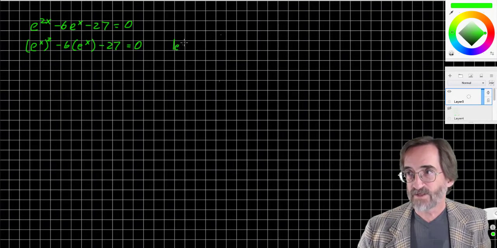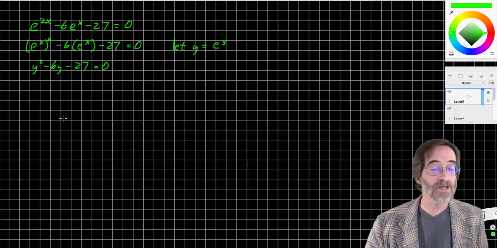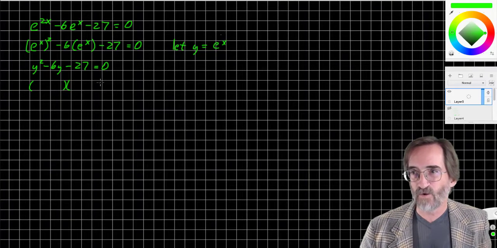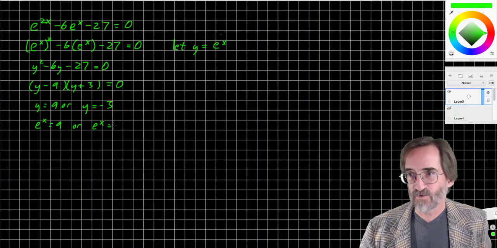Okay, and I'm going to say let y equal e to the x. And then we get y squared minus 6y minus 27 equals 0. And notice the quadratic, right? We can solve that by factoring or by completing the square or by quadratic formula. This one happens to factor: (y minus 9)(y plus 3). So y equals 9 or y equals negative 3. Now go back to what y is. y is e to the x. So e to the x equals 9 or e to the x equals negative 3.